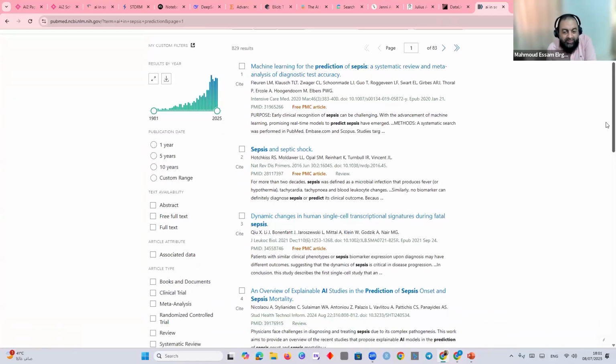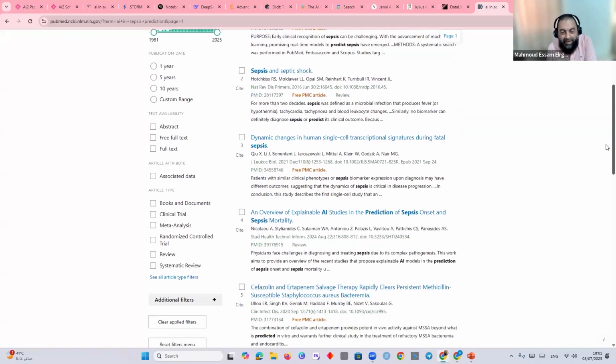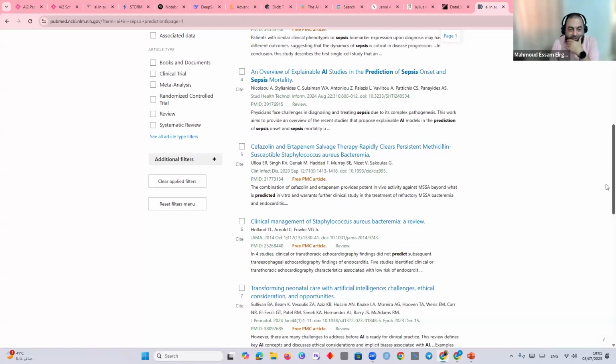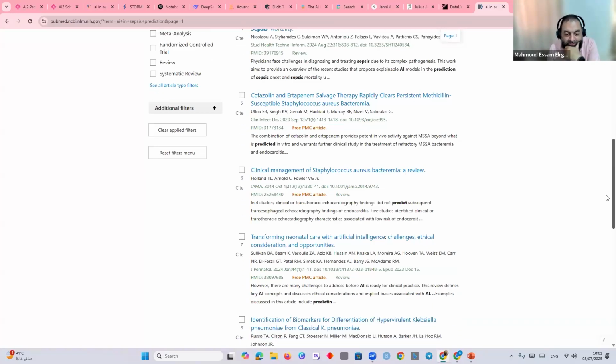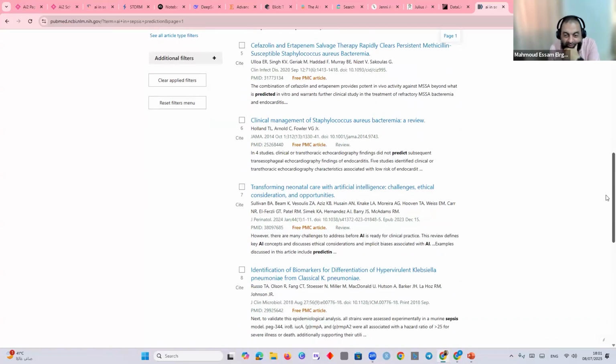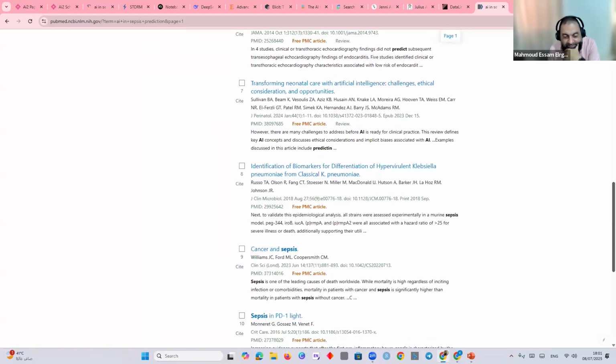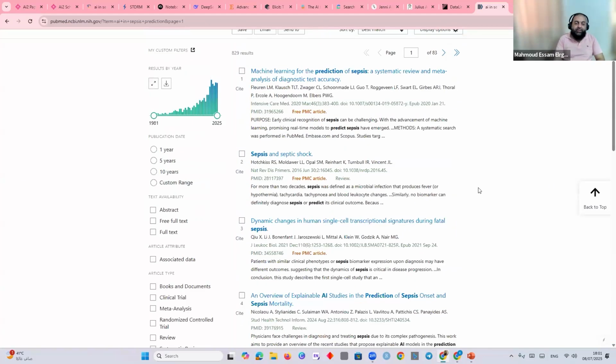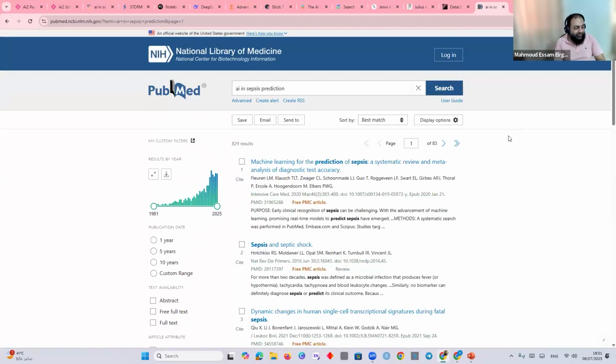Dynamic changes in human single cell transcription, completely not relevant. An overview of explainable AI studies in prediction of sepsis. Yes, it is reasonable and related to our search. Cefazolin, no. Clinical management, no. Transforming neonatal care with artificial, no. Cancer and sepsis in PD-1 light. So you can see the first top 10 results, and this is in PubMed the best match. The first 10 results, two of them were not related.